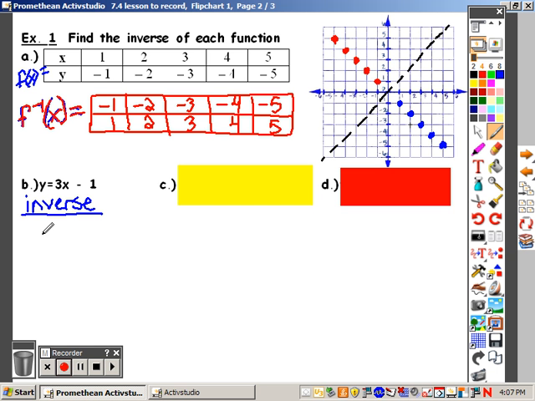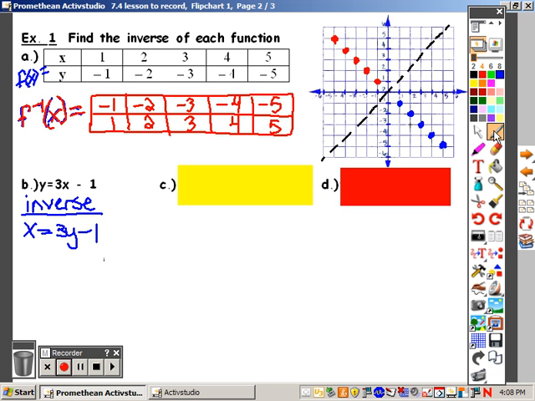So what were the two steps for finding an inverse? First, we switch x and y. So if I swap x and y right here, it's going to say x equals 3y minus 1. All I did was change or swap their positions. The second step then says to do what? After you switch x and y, then we have to, what did it say? It says solve for y. So now I've got to get y by itself.